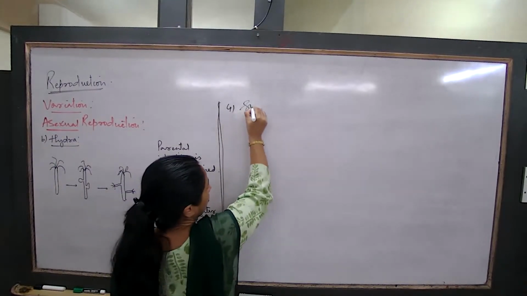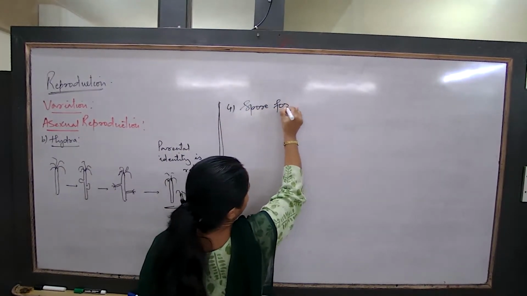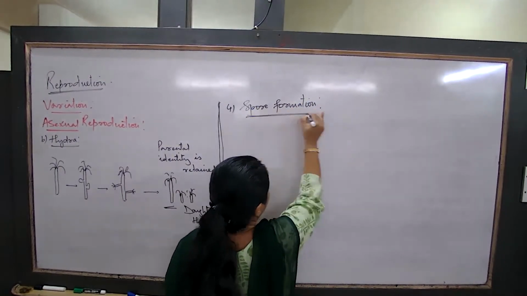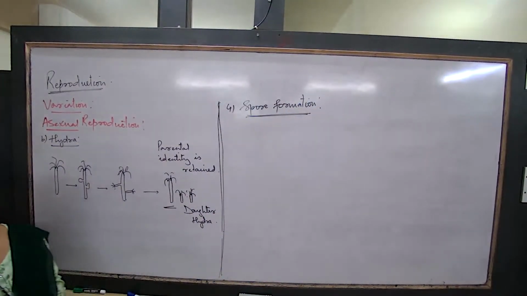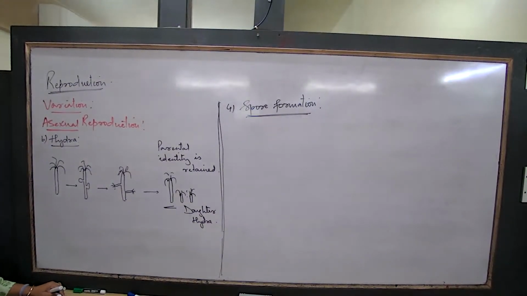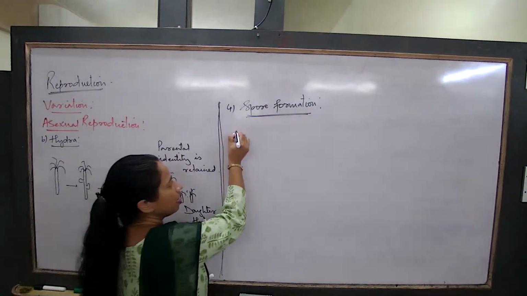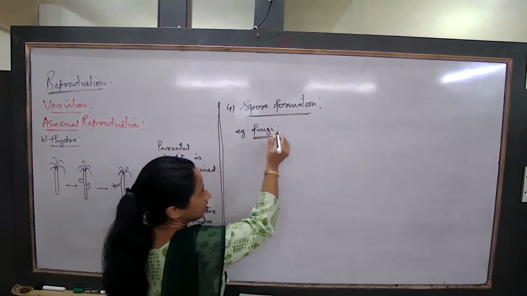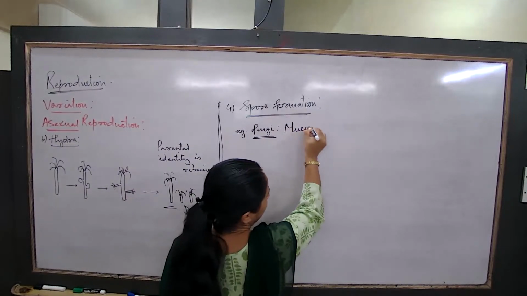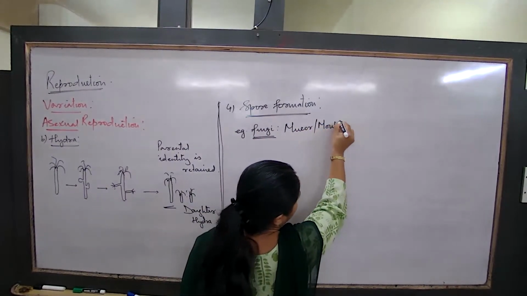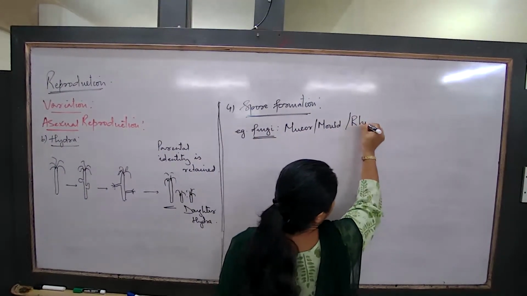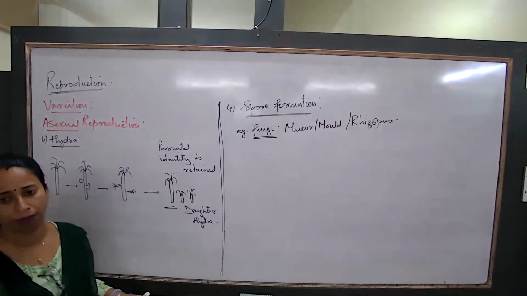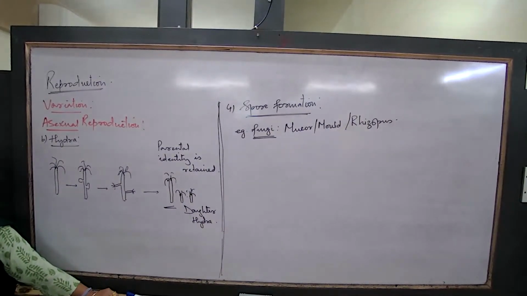What next? We talk about spore formation. Now, what is spore formation and where does this take place? In case of spore formation, majorly we are talking about organisms like the fungus. A variety of fungus show this method. Examples like the mucor, the bread mold, the rhizopus. All these show a variety of methods, all these varieties of fungal organisms.